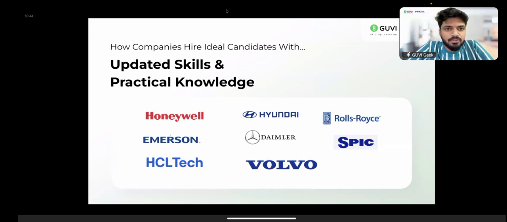Here you can see updated skills and practical knowledge. This is obviously the important thing. Each and every one of us knows that we need to have updated skills. We need to know the upcoming tools being used in the industry, and know about the projects and how they are actually working on everything.